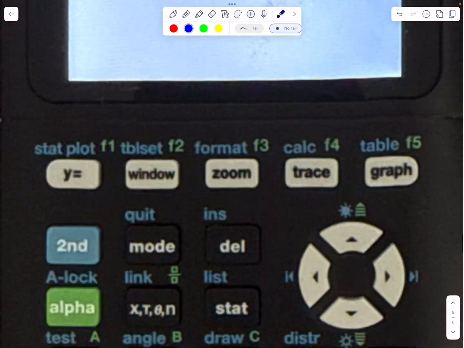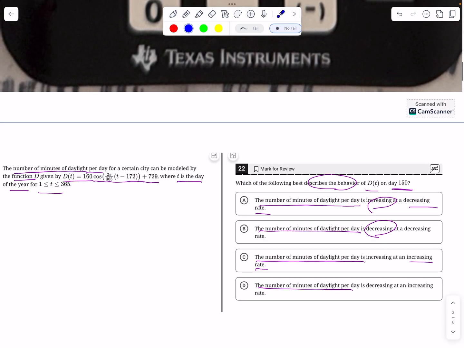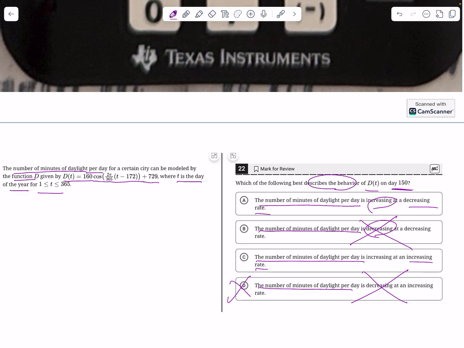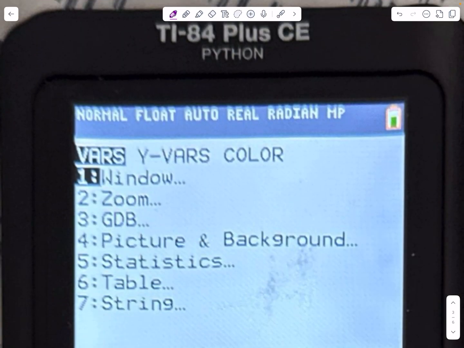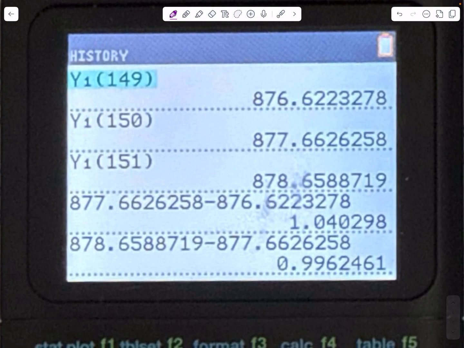So going back to the question, overall the numbers were increasing, so we're going to eliminate anything that said decreasing. We're going to cross out this one and this one. And we're looking for which one would have a decreasing rate. That would be choice A. So it was increasing at a decreasing rate. And just to show you back the final screen, it was increasing. So this was increasing at a decreasing rate.